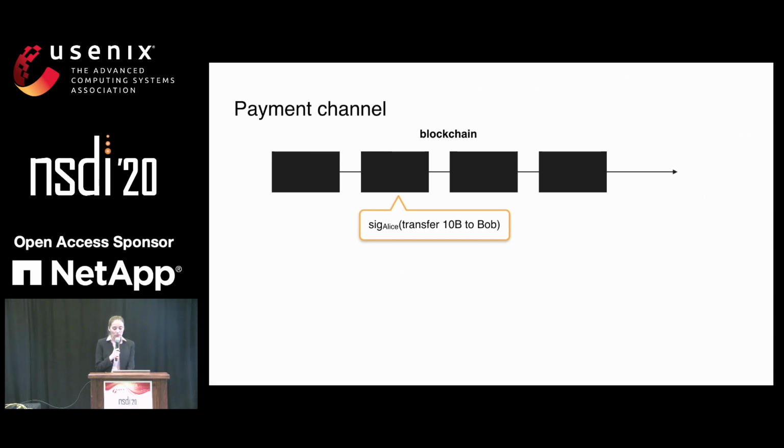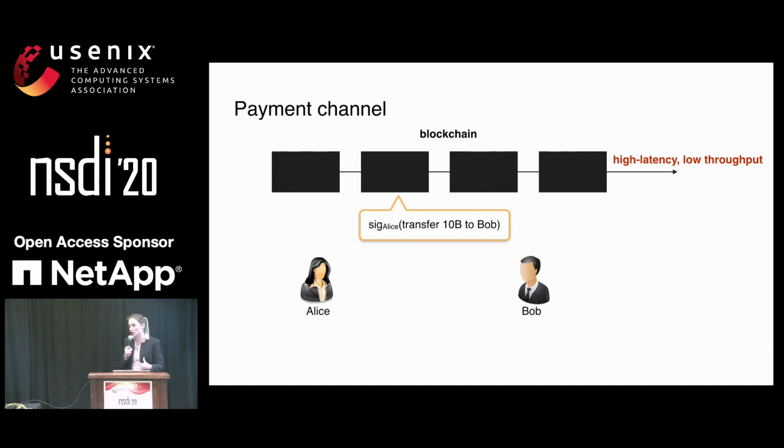Now, what payment channels try to get at is the fact that blockchains are high latency and have low throughput. So, for example, if Alice and Bob want to do many transactions very efficiently at high throughput, ideally they should be able to do that between the two of them without incurring the low throughput and high latency of the blockchain. But they still want to do it in a secure way because they don't quite trust each other. So a payment channel enables them to do exactly that.